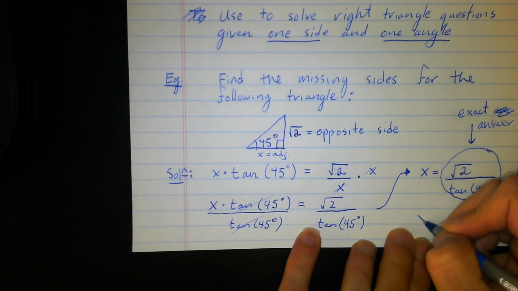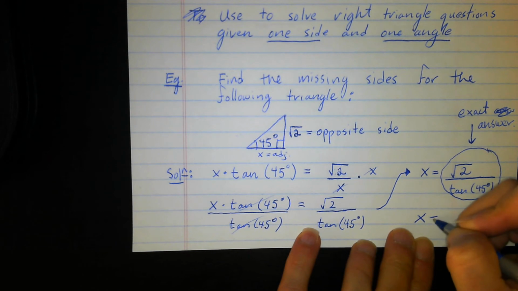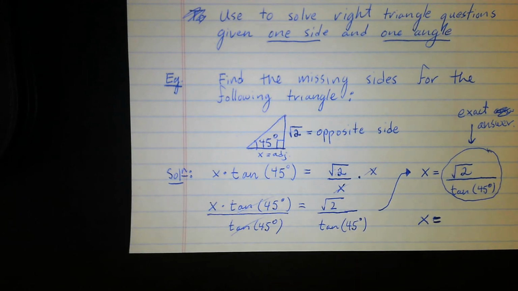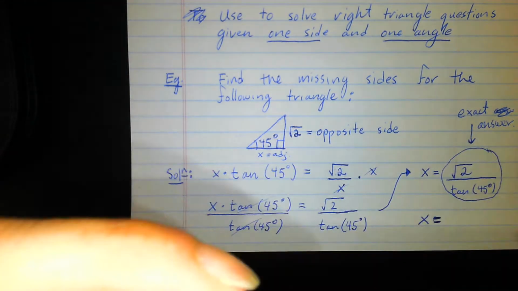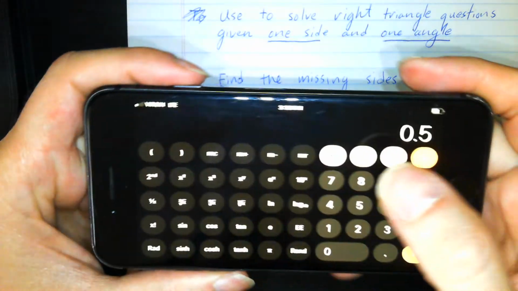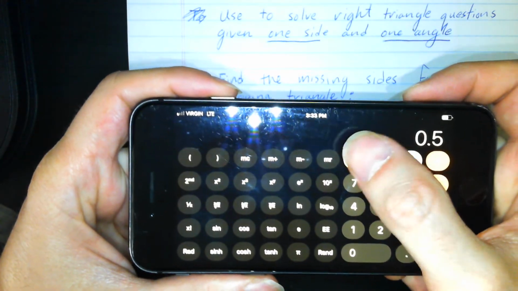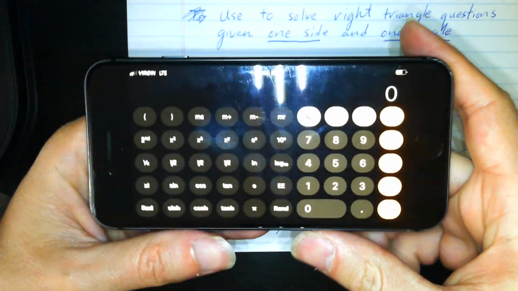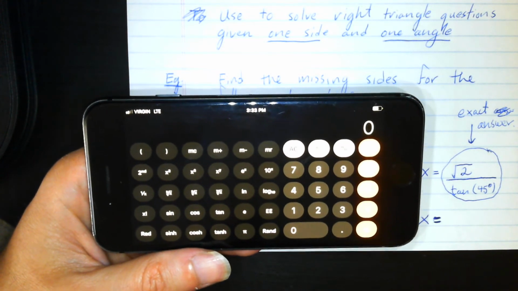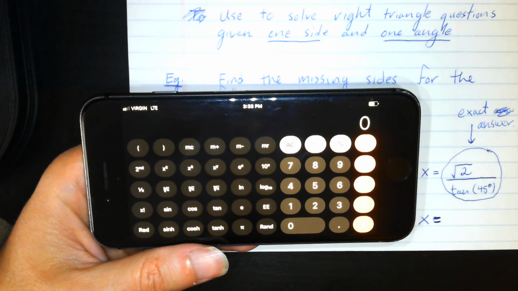Okay, and now we're going to do an approximation. Actually, we're not going to do an approximation because I know exactly what the answer is here. Let's see how this works on the calculator. Okay, so I need to do the square root of 2 divided by tan of 45 degrees. Now, I must admit here, I just have an iPhone, okay? So the order of operations here is something you need to pay attention to.